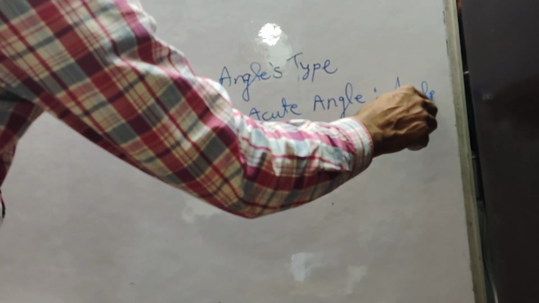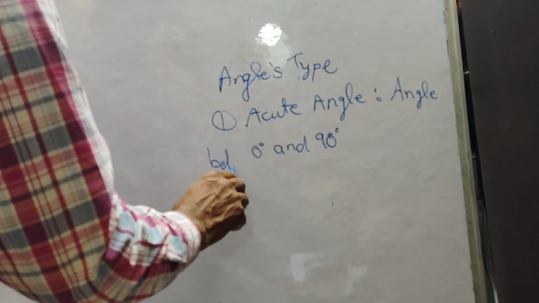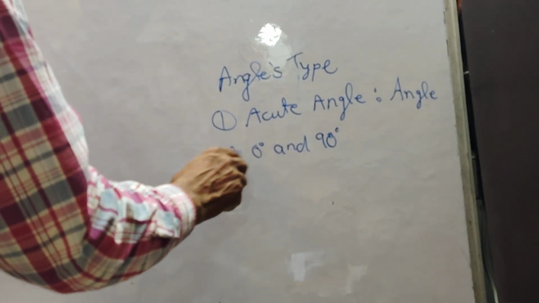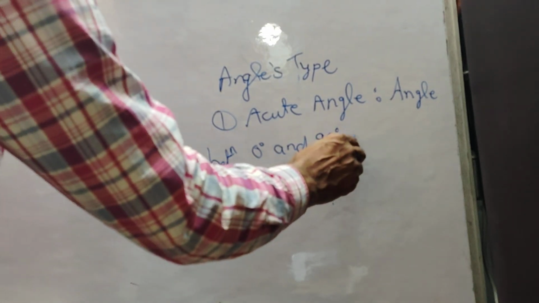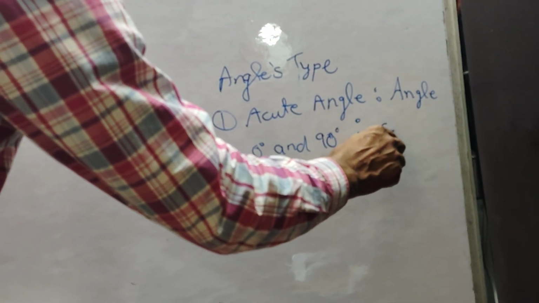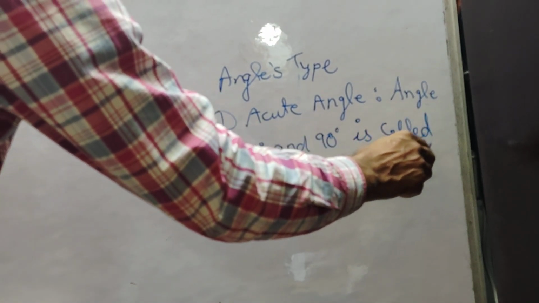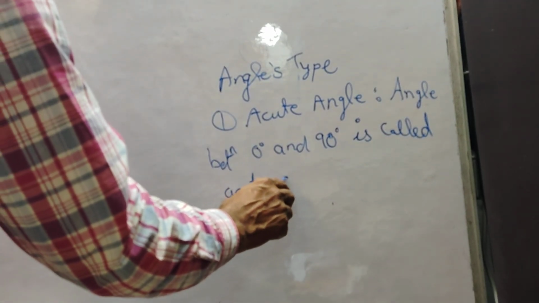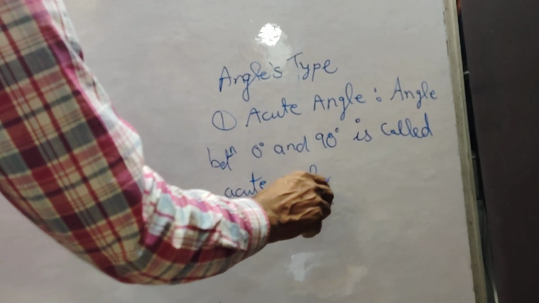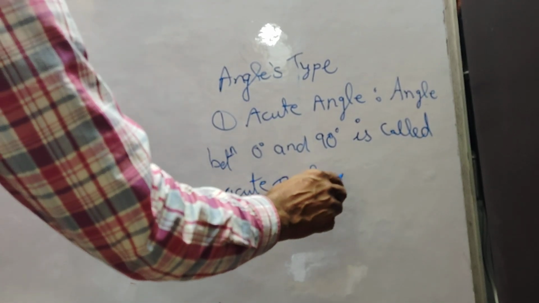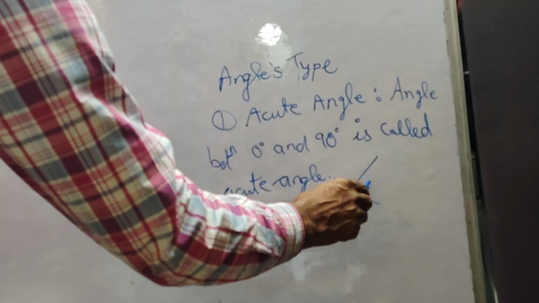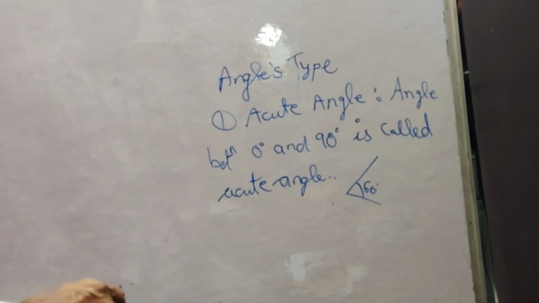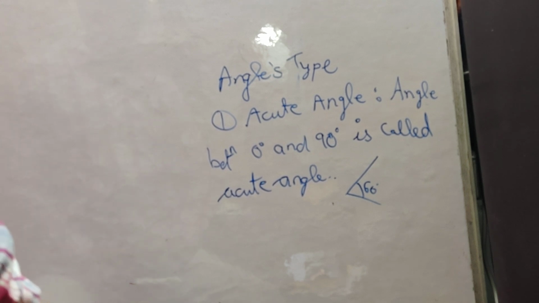Angle between 0 degrees and 90 degrees is called an acute angle. Its measure is between 0 and 90. Look, this is 60 degrees. Could you tell whether it is acute or not? Yes, it is between 0 and 90, so it is an acute angle.